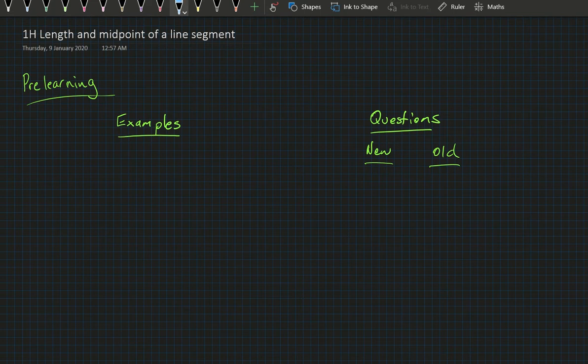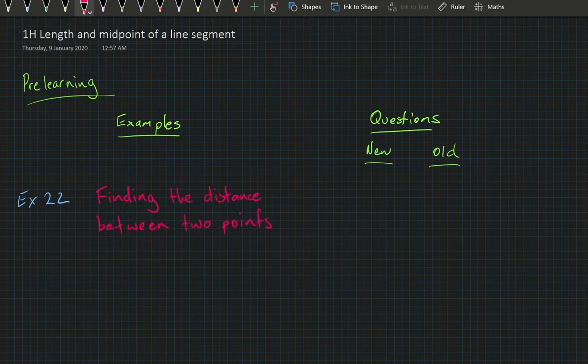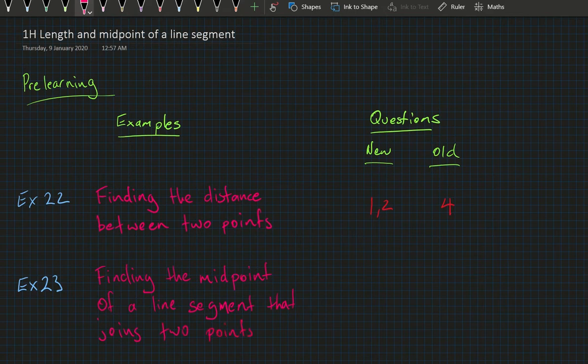Alright, so the examples that we'll be doing in this exercise, and of course the pre-learning that follows it, is example 22, which will be finding the distance between 2 points. And your questions for this are questions 1 and 2 in the new book and question 4 in the old book. Then we'll do example 23, which will be finding the midpoint of a line segment that joins 2 points. And your questions will be question number 3 in the new book and question number 5 in the old book.